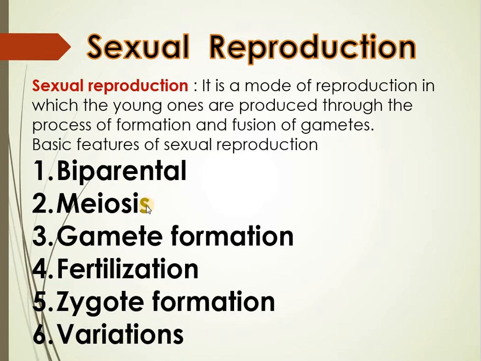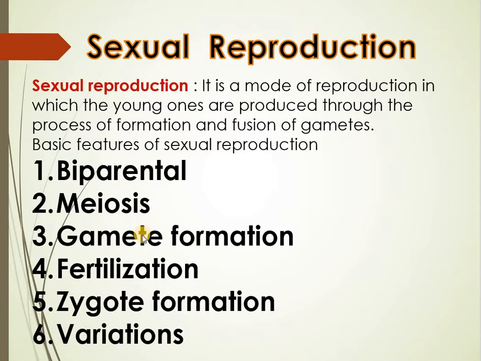The second characteristic is that meiosis occurs in this mode, that is, meiotic cell division, which reduces the number of chromosomes to half, happens here. The condition is called haploid. Meiotic division occurs once in the life of all sexually reproducing organisms. It produces a lineage of haploid cells, and it takes place at the time of gamete formation or gametogenesis.